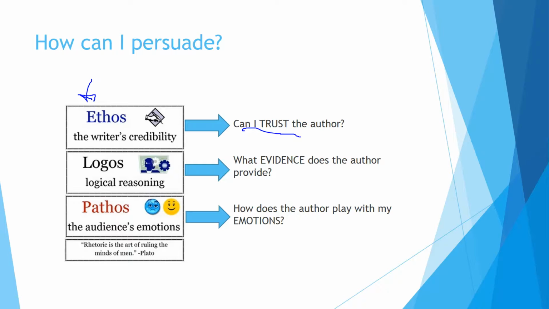Then logos. This is what evidence does the author provide? So we're talking about facts or statistics, anything that's solid proof that whatever the thing that he or she is trying to convince you of is a good idea.